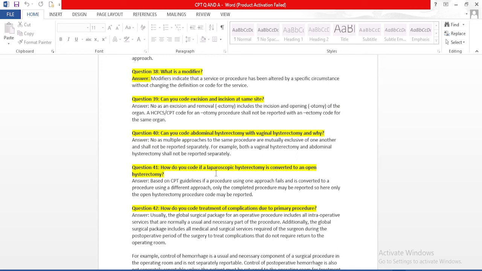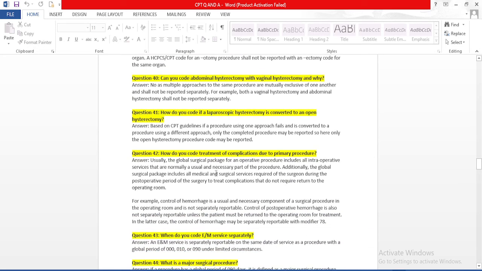Next one, can you code excision and incision at the same site? No, as excision and removal includes the incision and opening of the organ. We can't code excision and incision at the same time. Because using the incision only, the physician will go inside and excise the organ or mass.